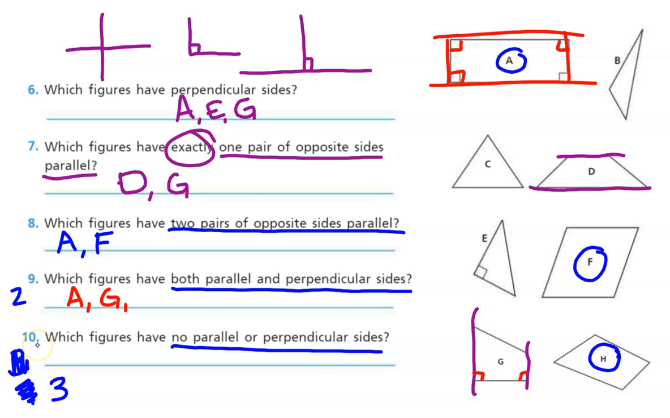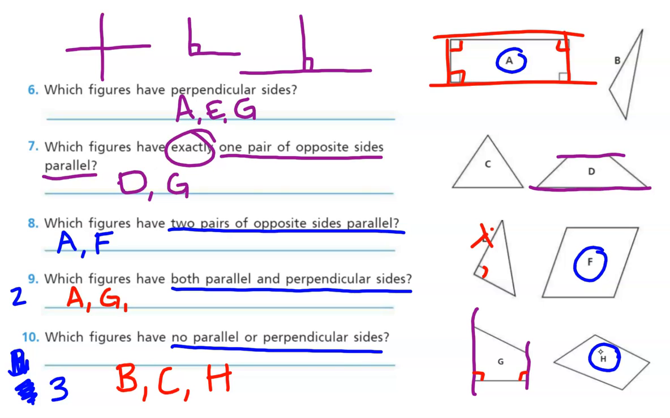But for number 10, I got a little tricky. I told you that a triangle couldn't have parallel sides, but it can have perpendicular sides. So you had to be careful on number 10. So your answers there were B, and then it was also C, and then finally it was H. So B has no parallel lines and no perpendicular sides because there's no 90-degree angles. Same with C, no parallel lines, no perpendicular lines. But E, even though E doesn't have any parallel sides, it does have perpendicular lines. So that's why E was out. But then H was the funky one that had absolutely nothing.